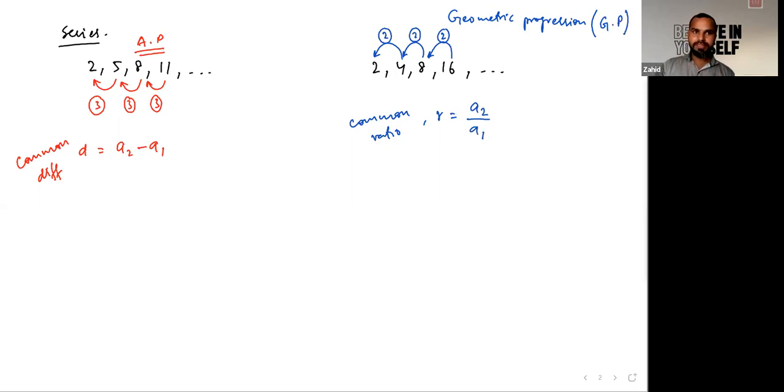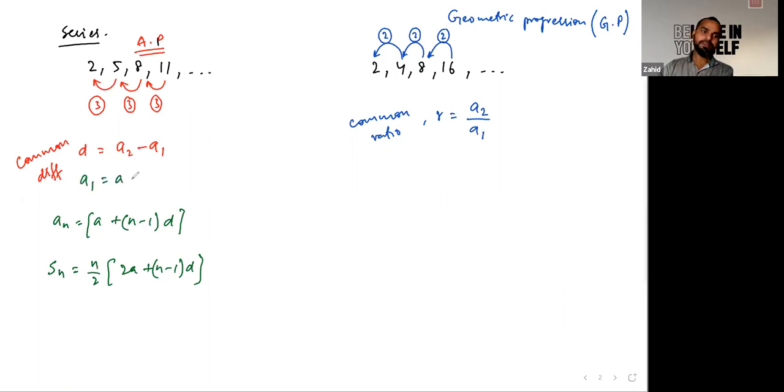So we have mainly two different series. First is AP, arithmetic progression, and second is GP, geometric progression. How do we define the sum or nth term for each series? Let's say for AP, the nth term is equal to A plus N minus 1 times D. And the sum of N terms is N by 2 times 2A plus N minus 1 into D. In all of these, A is nothing but the first term. So we can say A1 is equal to A, the first term of the sequence.